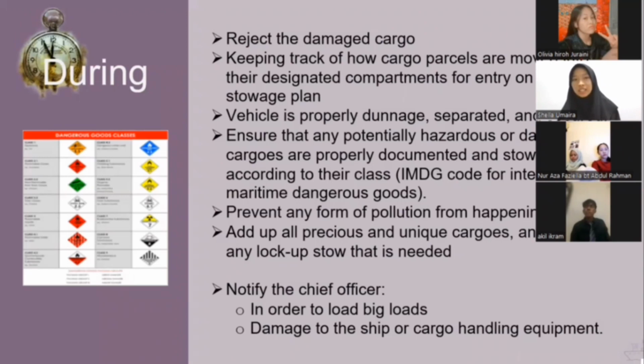Next, keep track of how cargo parcels are moved into their designated compartments for entry on the stowage plan. Every vehicle must be properly chocked, separated, and secured. The junior cargo officer also needs to ensure that any hazardous or dangerous cargo is stored according to the IMDG Code, like my previous friends already explained. They also need to prevent any pollution from happening, keep track of all unique cargoes, and issue any lockout stores that are needed.